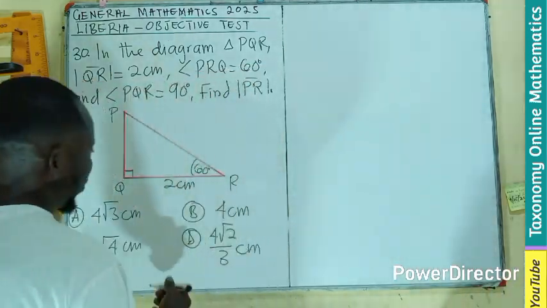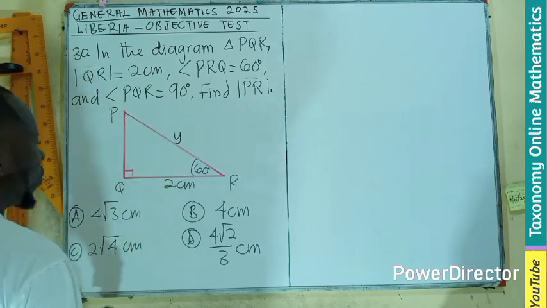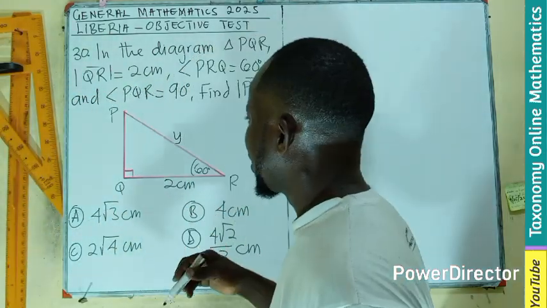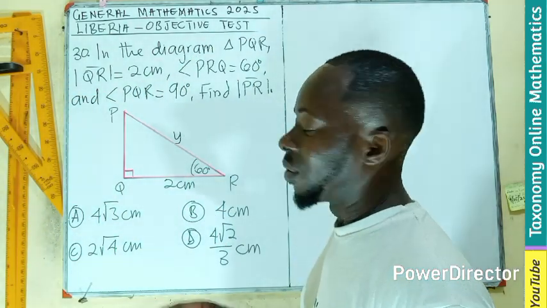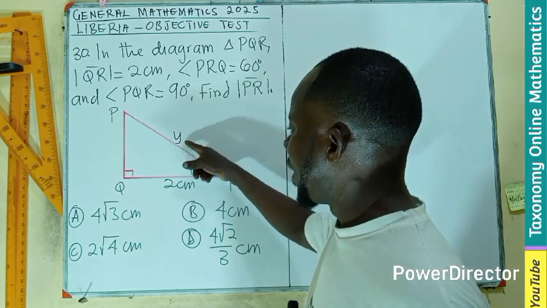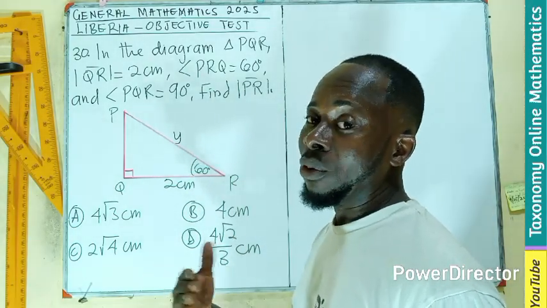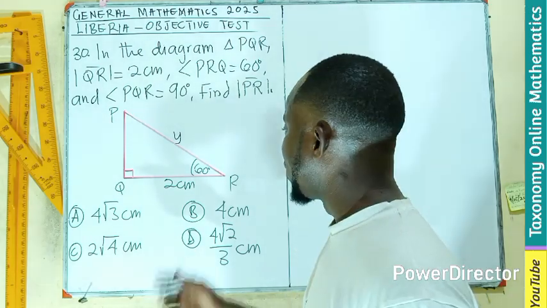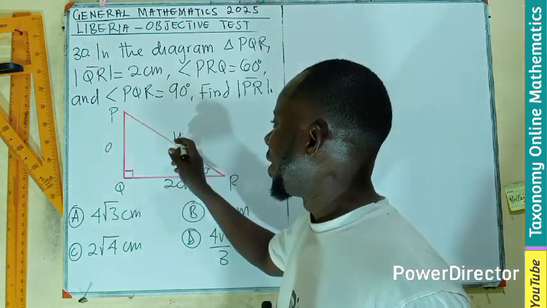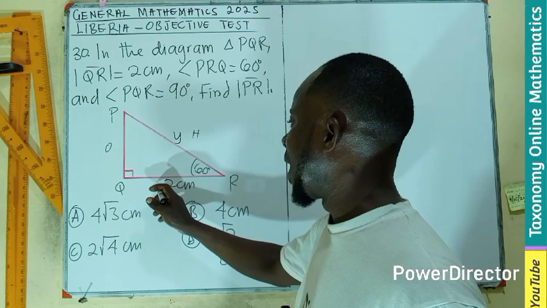For the purpose of this, I'm going to label it y. This is a right angle triangle. Given the angles, we can use the trigonometric ratios to solve that. This is the opposite side, this is the hypotenuse, and this is the adjacent.